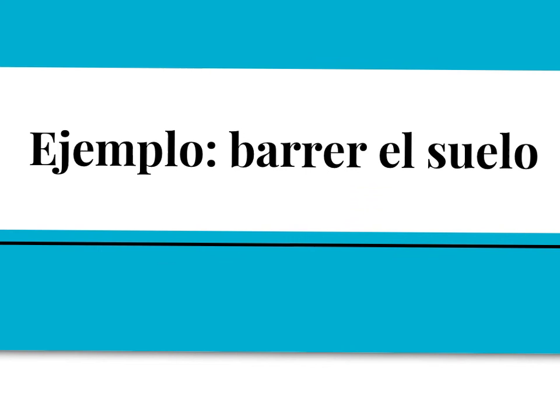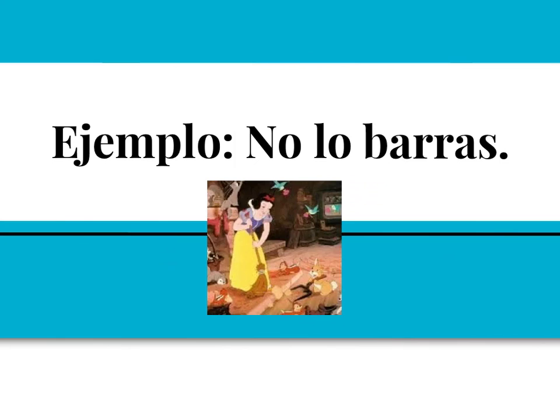Here's another example. Barrer el suelo, to sweep the floor. If you want to tell someone don't sweep it. So again, clase, you put the lo because it's el suelo, so your direct object pronoun will be lo before your conjugated verb. No lo barras.